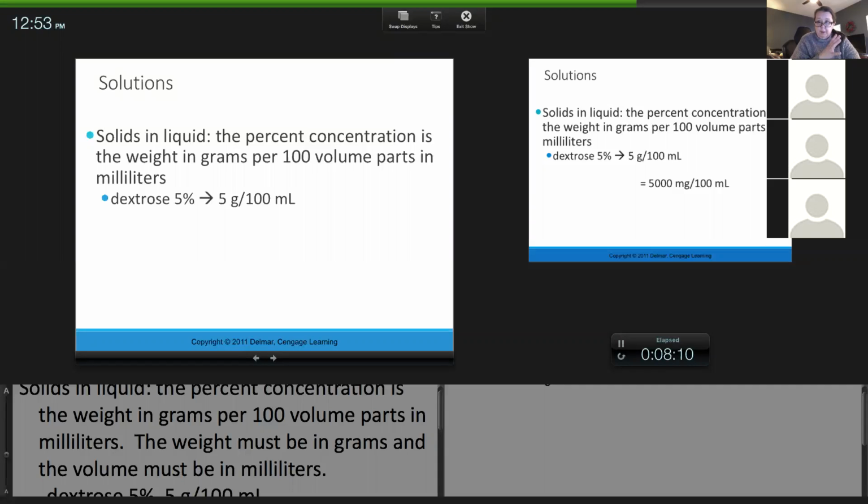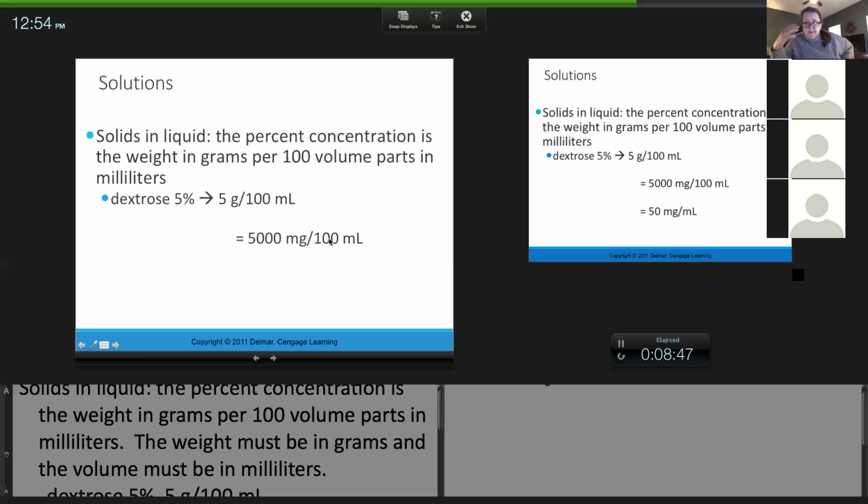When we look at the bottle of dextrose, and it says it's a 5% solution, because dextrose comes as a separate bottle, I know that dextrose is 5 grams per 100 mLs. Then when you further convert that, 5 grams over 100 mLs, I have to convert grams to milligrams. So I multiply that by 1,000, because there's 1,000 milligrams in 1 gram. So there's 5,000 milligrams per 100 mLs.